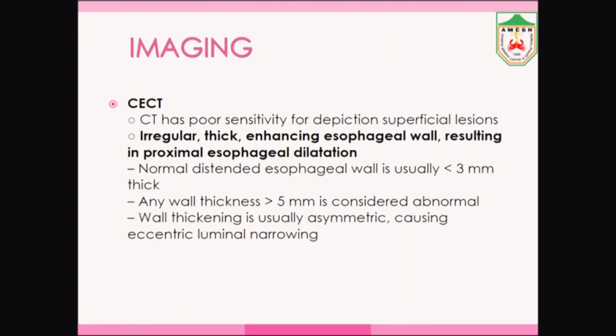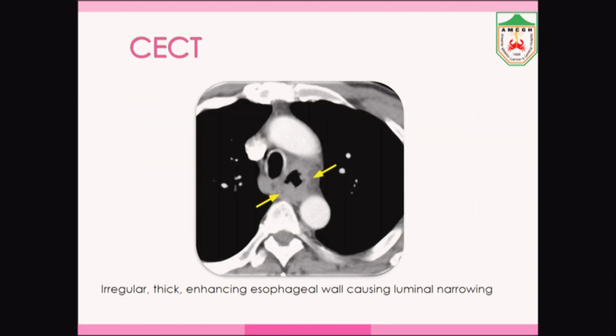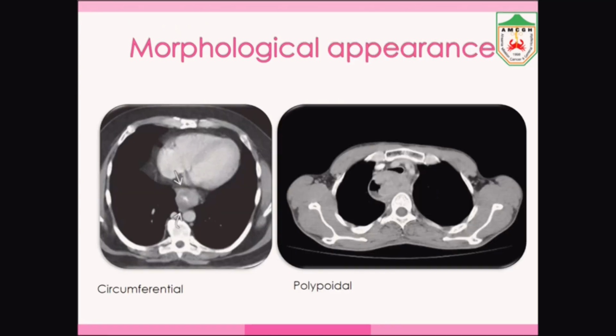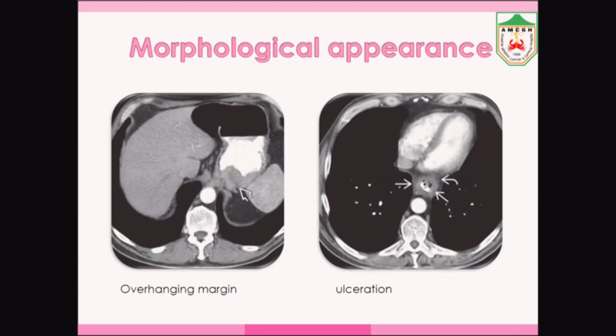The CT has poor sensitivity for detection of superficial lesions. On CT scan it appears as a thick, irregular, enhancing esophageal wall, causing luminal narrowing. Morphologically, it appears as a circumferential wall thickening, polypoidal lesion, or overhanging margin, or sometimes appears as an ulceration.